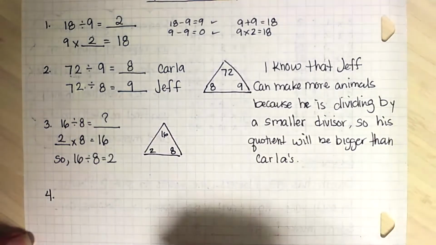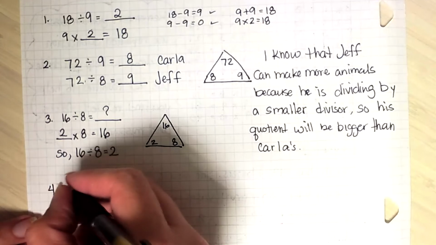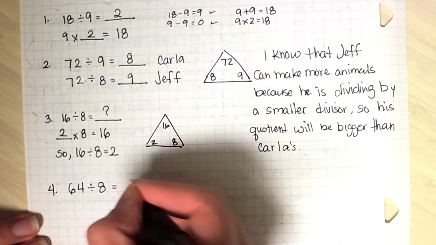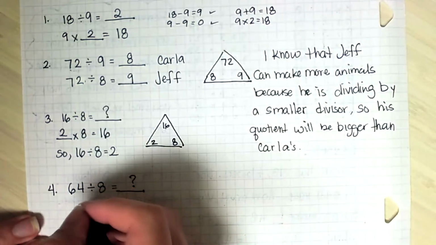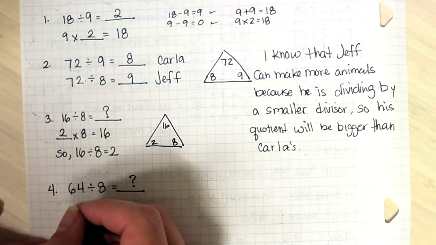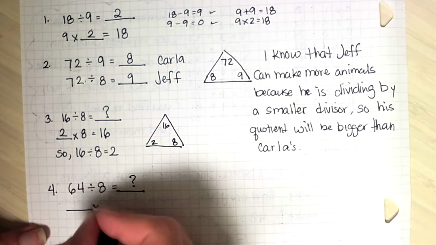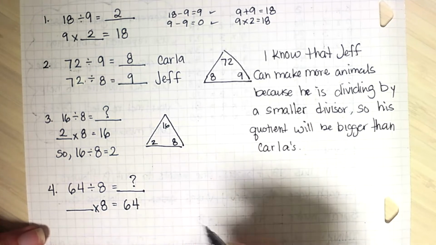Let's go ahead and try question number 4. It says 64 divided by 8 is equal to a number. So let's write that out. 64 divided by 8 is equal to our unknown number. So what do we need to figure out? It says what number times 8 is equal to 64?